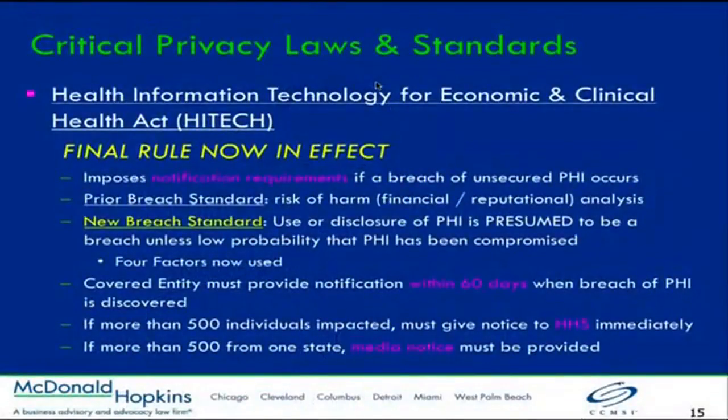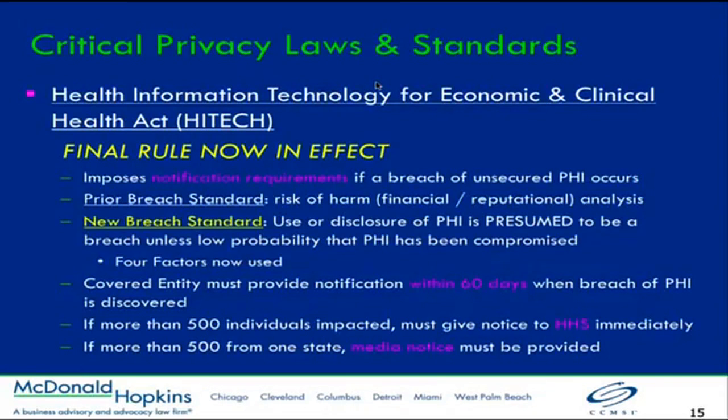The final rule also imposes notification requirements if there's a breach of unsecured PHI. The prior breach standard dealt with the risk of harm, and it's interesting. So now there's a presumption of a breach, whereas before there was a financial or reputational analysis that was conducted. Again, very subjective. And what Health and Human Services was doing here is taking the subjectivity out of this. So now the new breach standard, there is a presumption of a breach, but once you presume there's a breach, then we have to go through a 4-factor analysis.